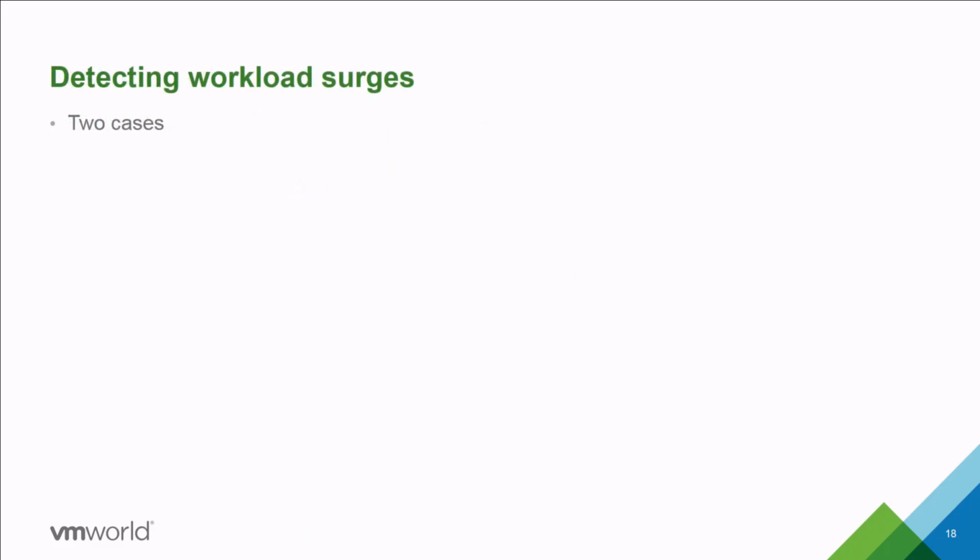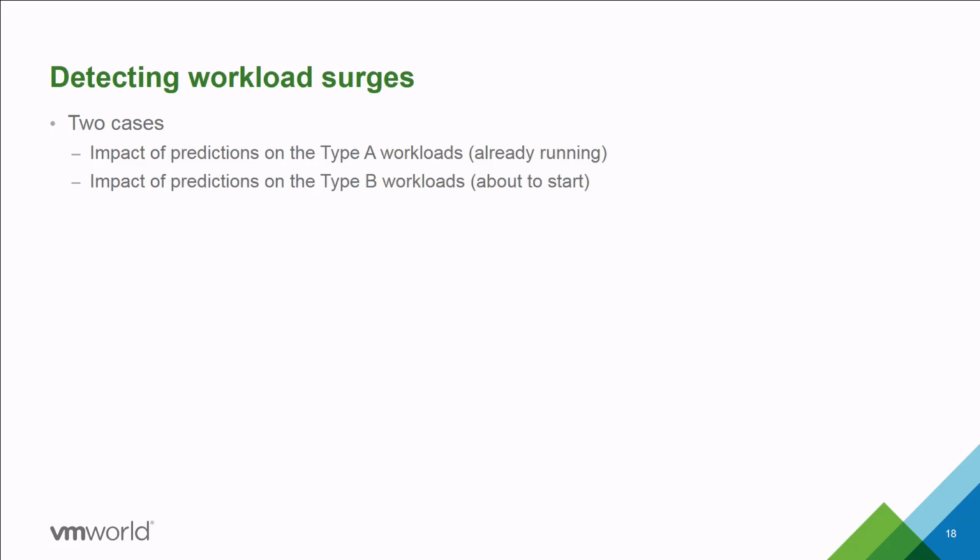And I have 2 cases here. First, the impact of predictions on type A workloads. Remember, the type A ones are already running on the cluster. And second, the impact of predictions on the type B workloads. These are the ones that are about to start. When contention gets created, it's going to impact both the ones that are about to start and the ones that are already running.